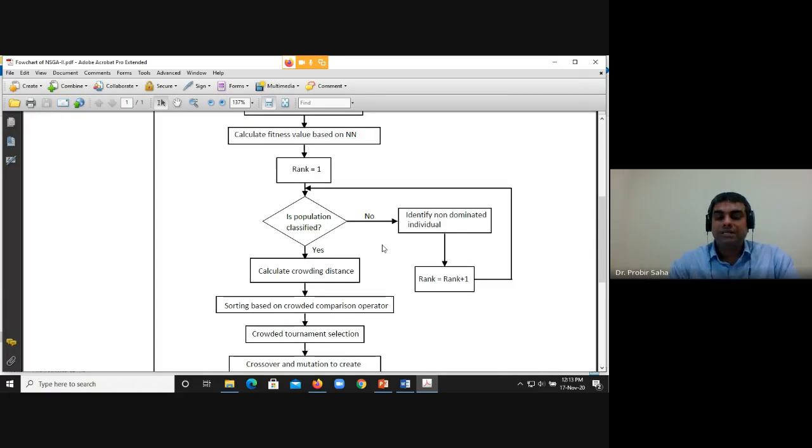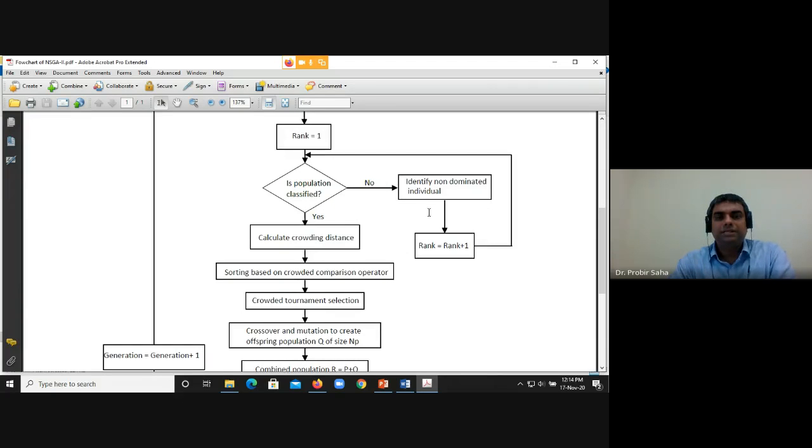Maybe out of 100, you may get 7 such ranks. The rank 1 solutions are the non-dominated individuals, the solutions which dominate. Suppose in rank 1 you have 10 solutions out of 100, lying on the first front. These 10 solutions dominate the rest of the 90 solutions. But among the 10 solutions, you cannot say which is the best. That is the meaning of the ranking.